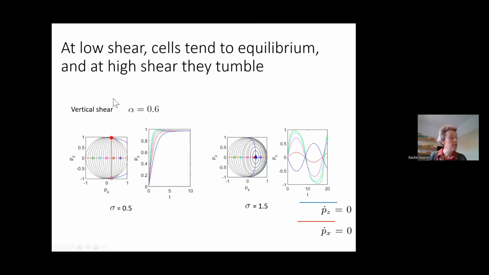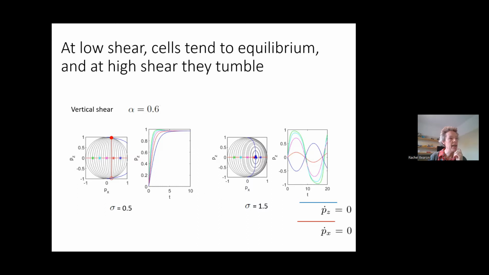So I'm going to present some work on vertical shear. This is the flow going in this direction, and for a moderate chain with alpha being 0.6. I think this is a 2-cell chain. I think that was alpha 0.6.